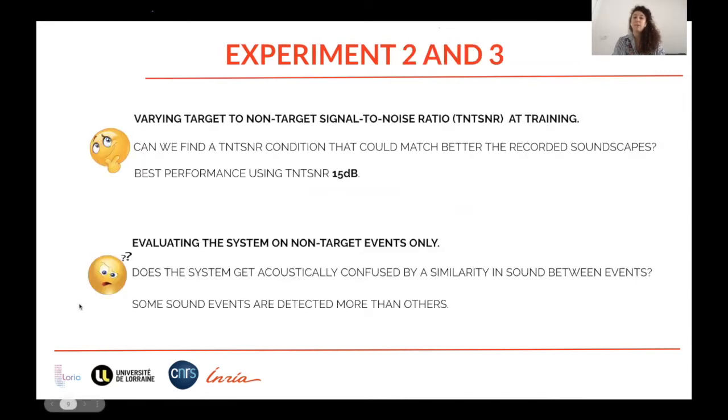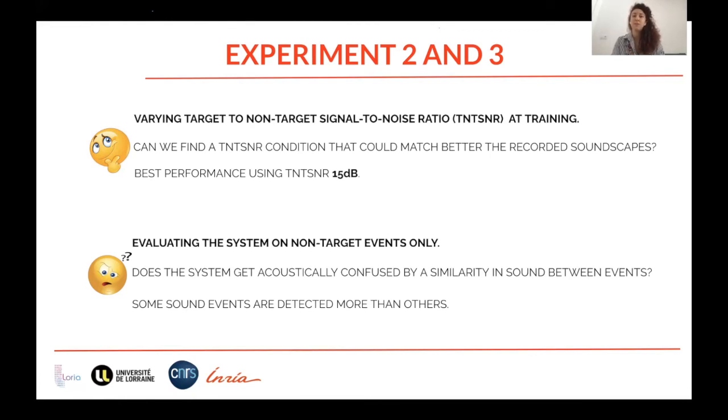The second experiment tried to answer the question, can we find a target to non-target signal-to-noise ratio condition that can better match the recorded soundscapes and handle the domain mismatch between real recorded and synthetic datasets? We trained the system with a target to non-target SNR of 5, 10, and 15 dB, and we assumed the best performance is reached when the SNR is 15 dB.